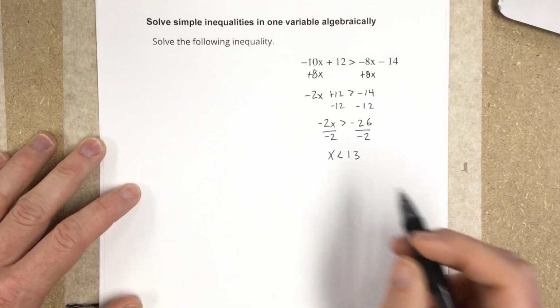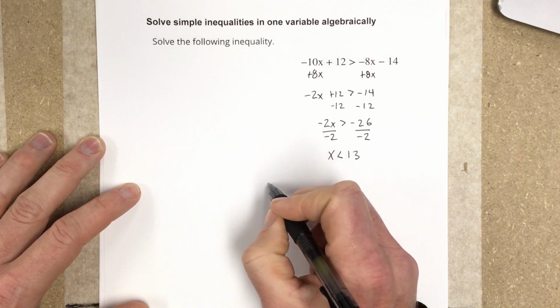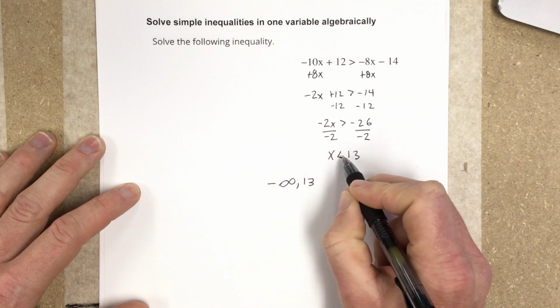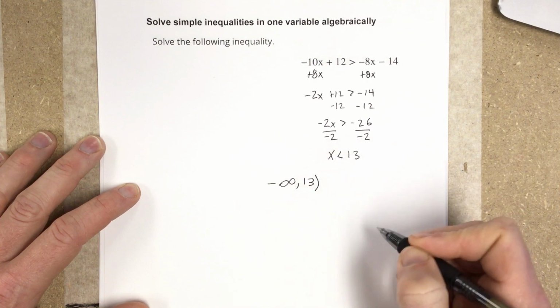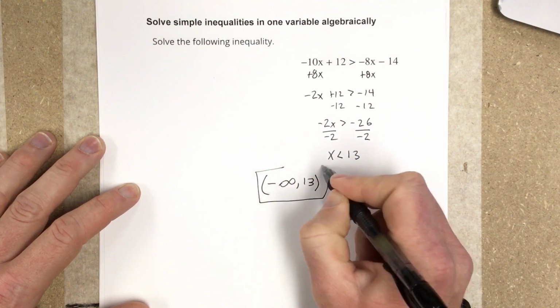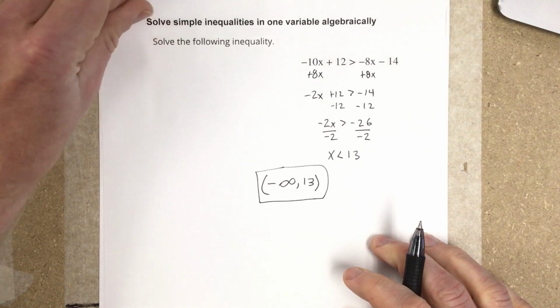So that's the solution, but we better write that in interval notation, so that would be negative infinity to 13. Now this one is less than 13, so I need a parenthesis on the 13 because it's not part of the domain, and a parenthesis on the negative infinity. Let's try a second example.